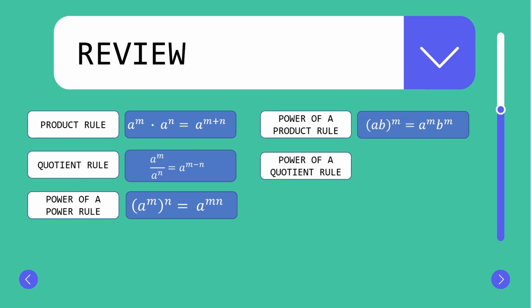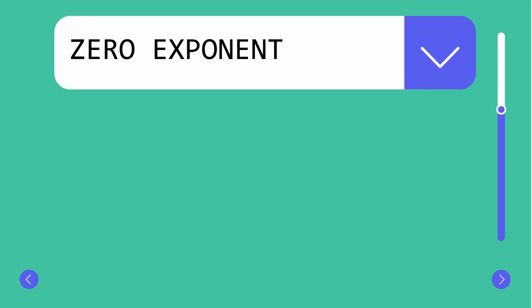Fourth, we have the power of a product rule, wherein we just distribute our exponent. And last, we have the power of a quotient rule, wherein we distribute also our exponent to both the numerator and the denominator. Now, let's extend the definitions of exponents by including all integers and learn some rules for working with integral exponents, specifically those with zero and negative integral exponents. Let's start off with zero exponents.